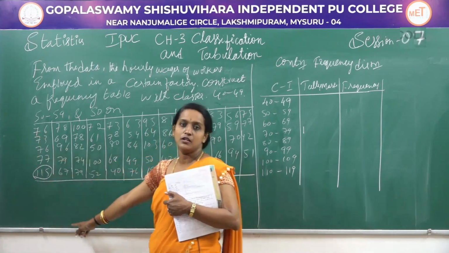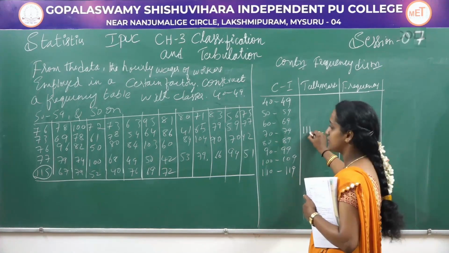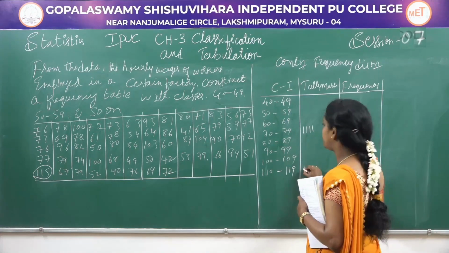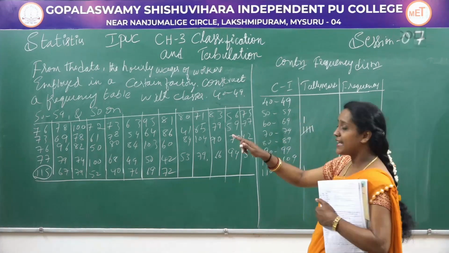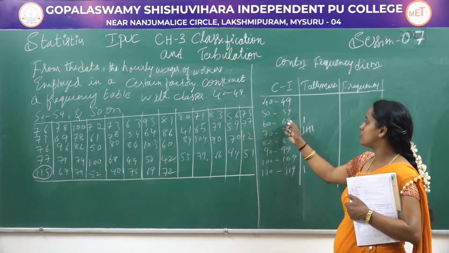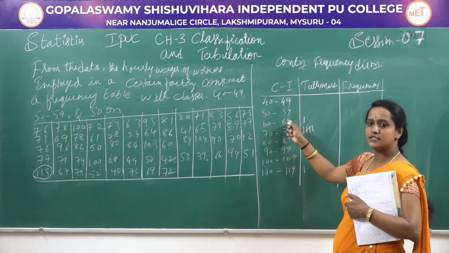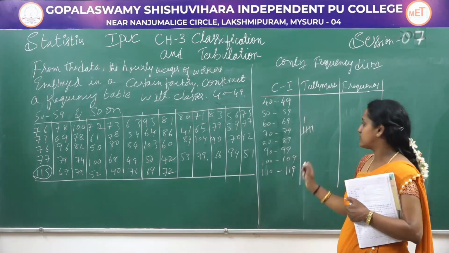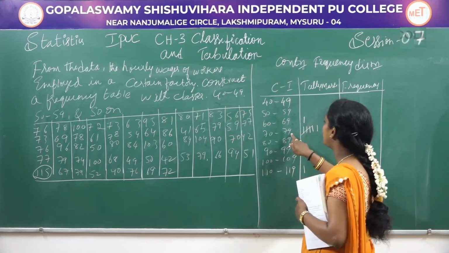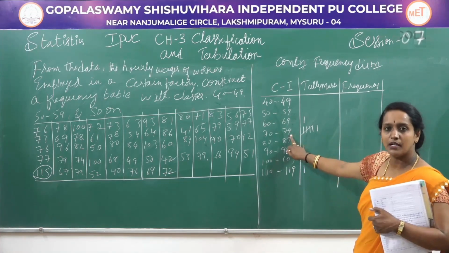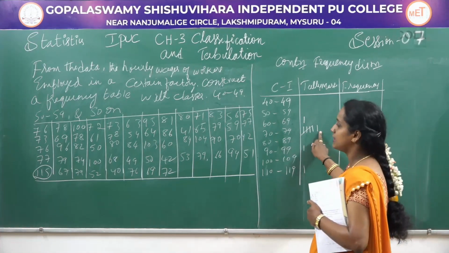In this way I am carrying the tally marks. 76, 73, 76, 77, 115, next 78, 69. 69 should come to the 60 to 69 interval, since this is an inclusive type of class interval. The upper limit 69 will be included in the same class. After 69 it is 96, 79. Again, 79 is the upper limit in this class, and we should include that in the same class. Okay, that is 79.